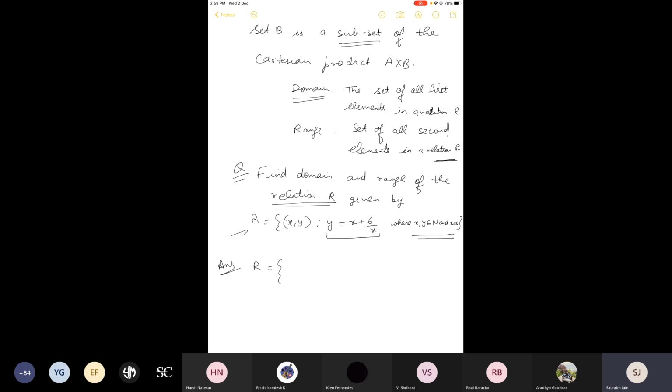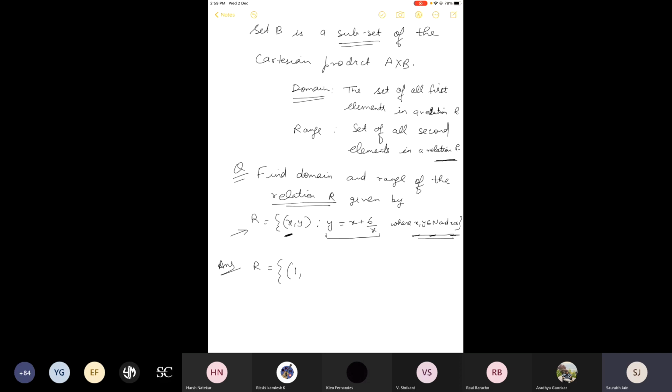So I have to make ordered pairs from here. First, I need to start putting values of x so that I get values of y, and I write them in the form of x comma y. Who will tell me what will be the first value of x that you can put in this expression? So 1. Yes, 1. Why? Because x is a natural number and less than 6. So I can start by putting x is equal to 1. And that will come as the first element, right?